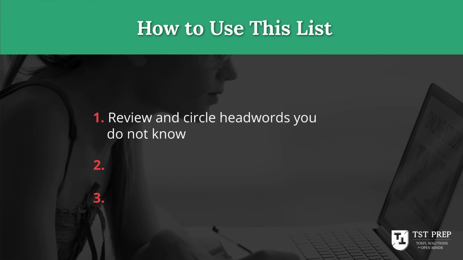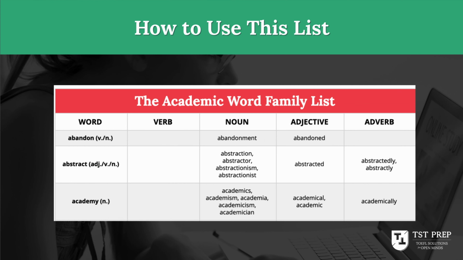So the first thing you're going to do is review and circle the head words you do not know. If I go back to this screenshot here, these head words are the words on the left-hand side. So you look and think, okay, I know abandon. Oh, I don't know what abstract means. And then you circle it.